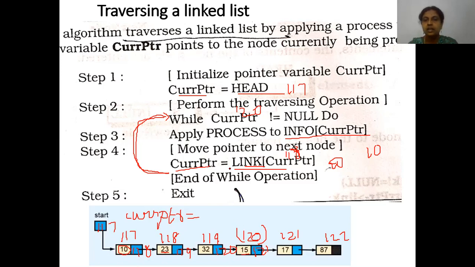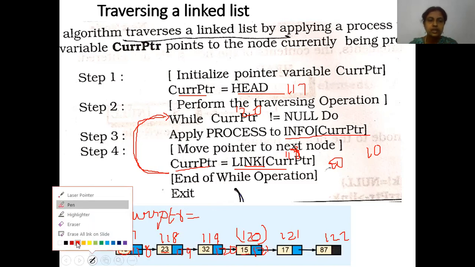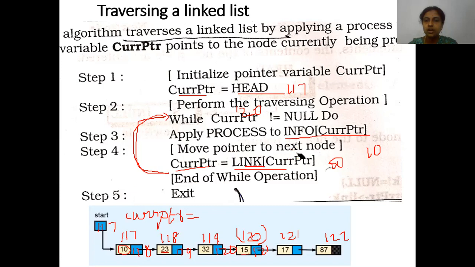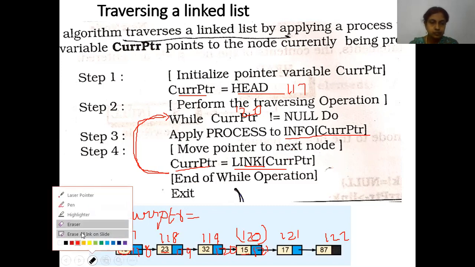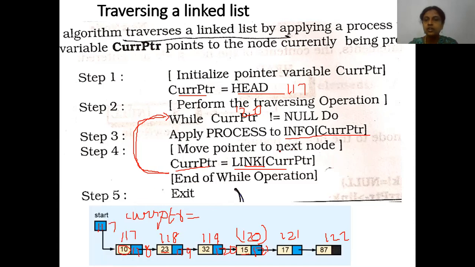Next line is current pointer equal to link of current pointer. So the link of current pointer this time is 120. So it will check whether link of 120 has any value. Yes, what value is there in link of 120? 121 is there. So 121 will be considered. Next, the loop goes for 121. The info part of 121 is 17, the link part is 122. Got it? Till here we have done.